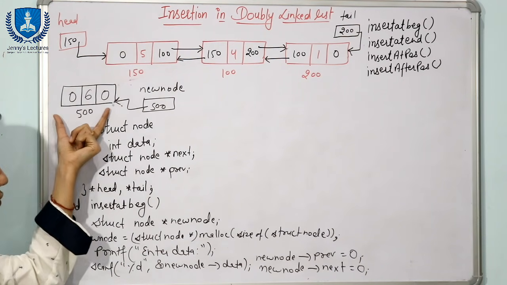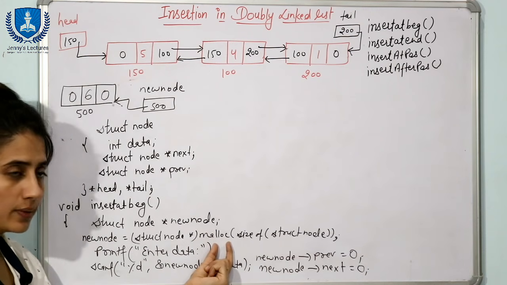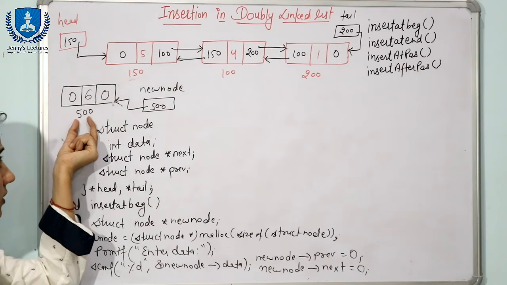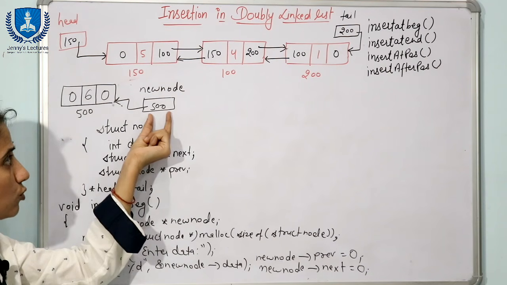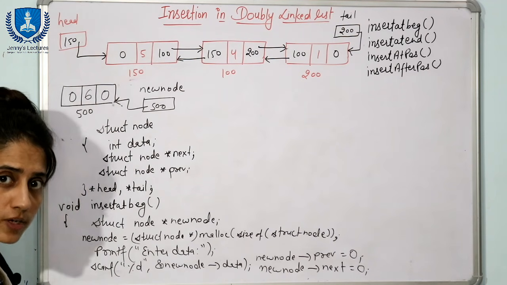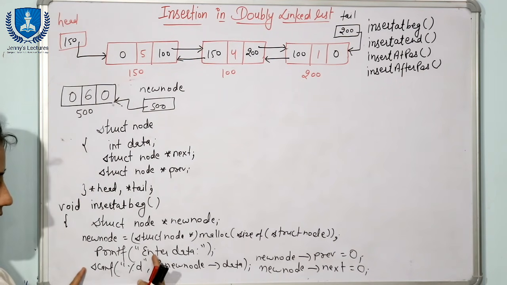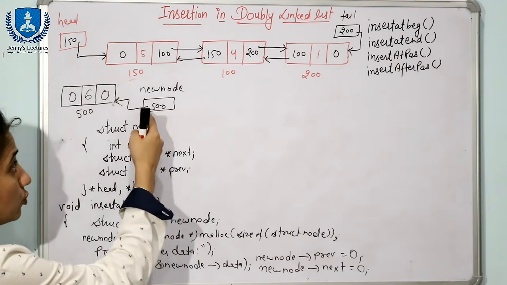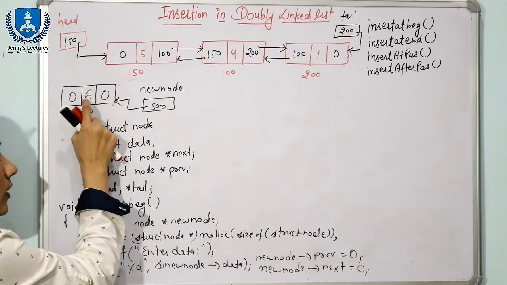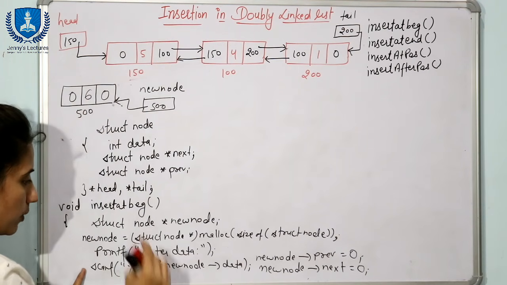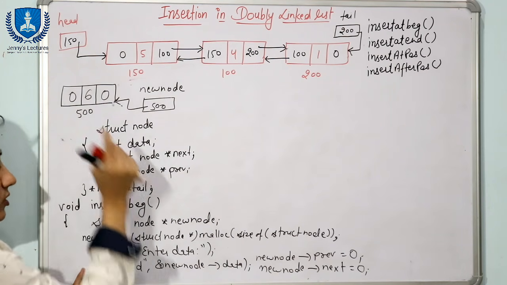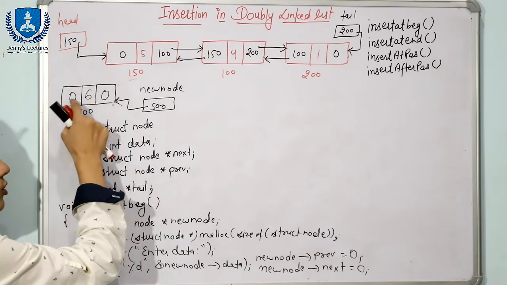We have created this node, that is new node. We have allocated the memory using the malloc function, dynamic memory allocation, and the address is 500. So in this new node pointer we are going to store 500. Now this is pointing here. Now we have taken input from the user using printf and scanf, enter data, and the user has entered 6, the value is 6. So we are going to store the value here in the data part. How can you access this part? The pointer is new node, arrow operator, and the name of this part is data. Fine.